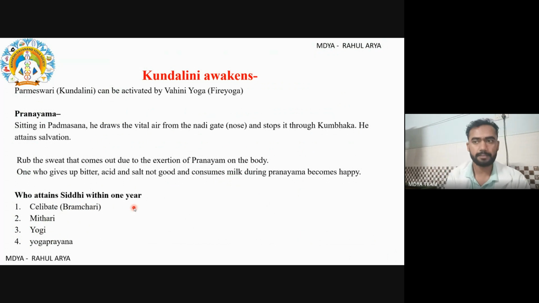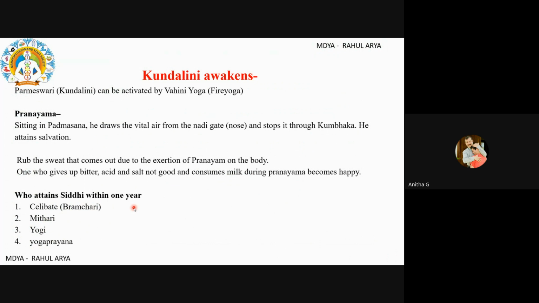Yes, Anita ma'am, can you conclude this slide? Yes, sir. In this slide, how to awaken the Kundalini is mentioned. Kundalini is also called Parameshwari. It is aroused by Vahni Yoga, that is fire yoga, with pranayamas. You should sit in Padmasana, inhale air through the nadi gates, and stop. Do Kumbhaka, so that we will attain salvation.